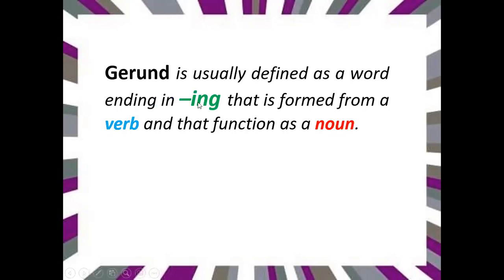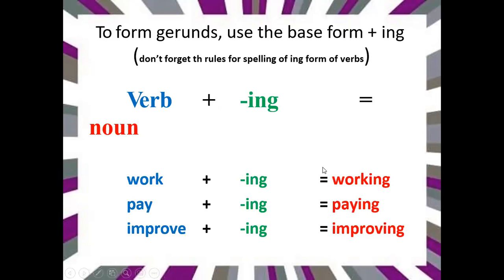Ok, mira lo que dice aquí. Gerund is usually defined as the word ending in ing, que es formado de un verbo que va a funcionar como un nombre. Entonces aquí tenemos trabajar. Y si lo voy a usar como un gerund, aquí dice trabajo. ¿Sí? Si el verbo es pay, aquí sería paying. ¿Qué es paying? Pago. Por ahí va. Improving. Se los dejo de deber ese para que avancemos.